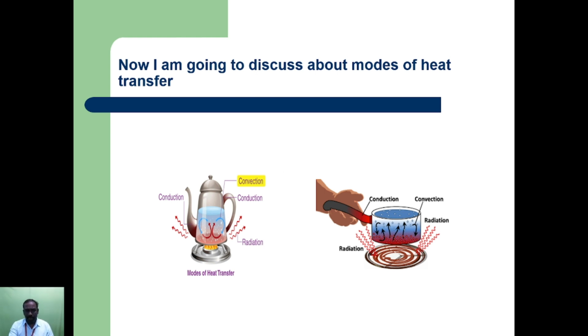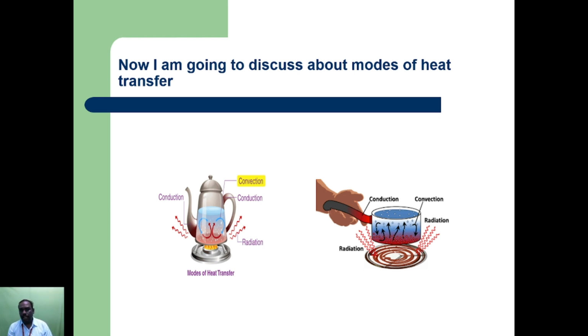An example is a stove. We use a jug and put milk or water in it. When fuel such as LPG is ignited, heat is transferred to the water. First, energy is transferred through the jug or vessel by conduction. That energy is transferred to the water by the mode of convection, and the energy is also picked up by the third mode, radiation.